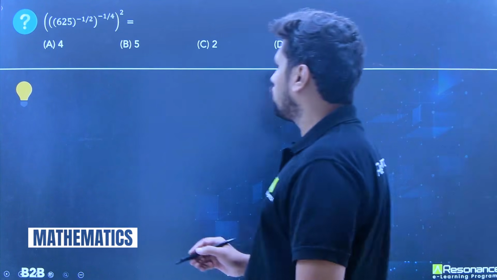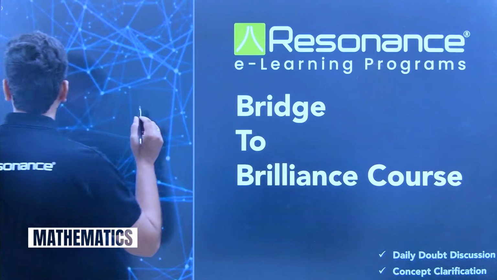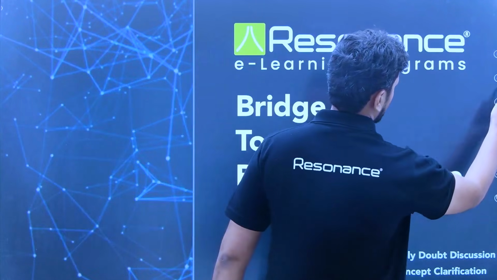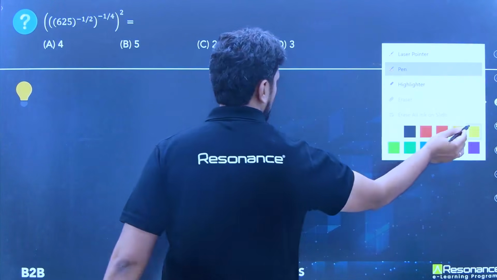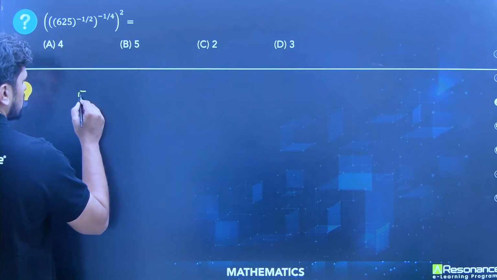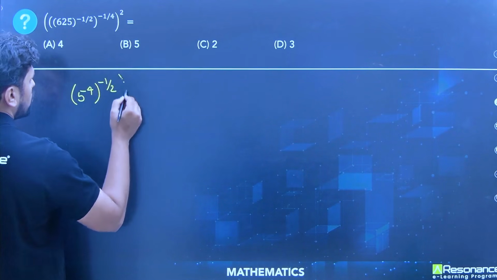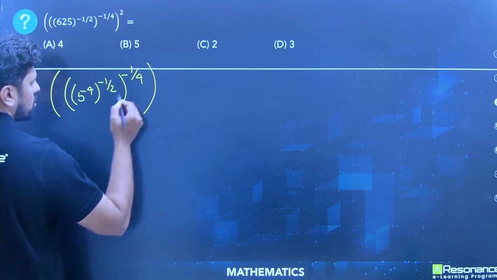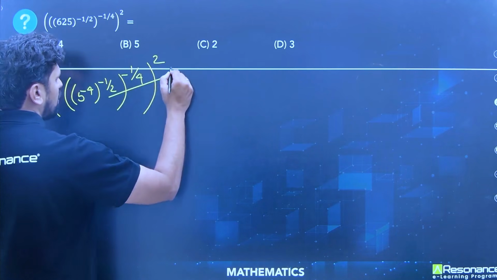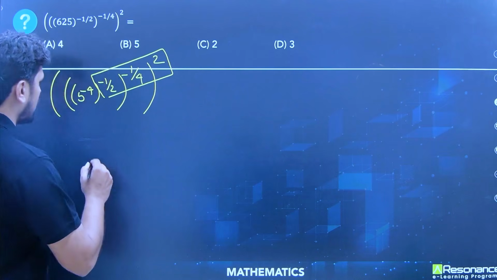Okay. So let's start from inside. What is 625? 625 is 5 to the power 4. So this will become (5 to the power 4) whole to the power minus 1 by 2, whole to the power minus 1 by 4, and whole to the power 2. All the powers will get multiplied.